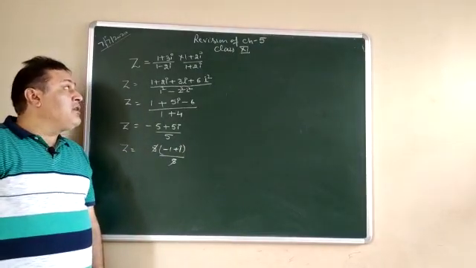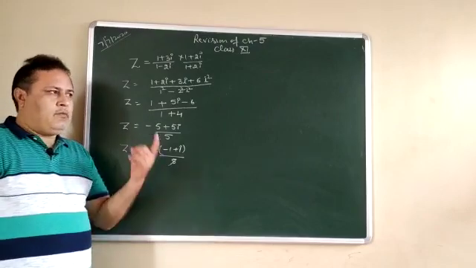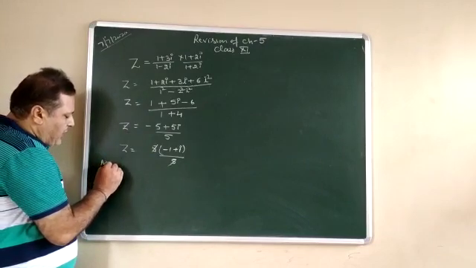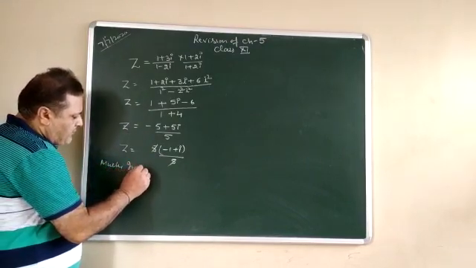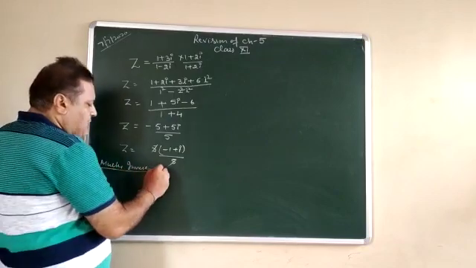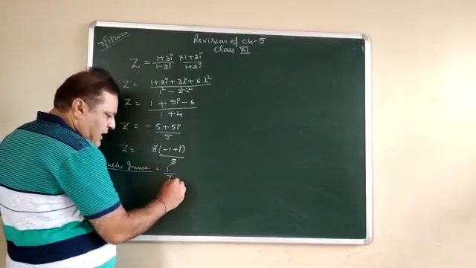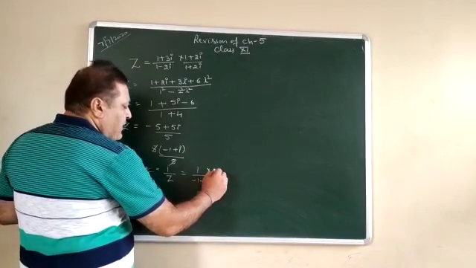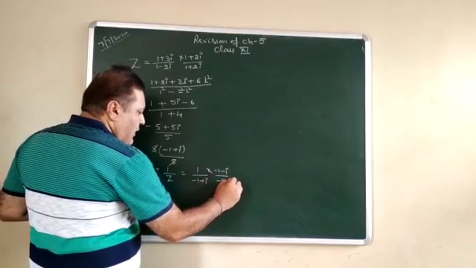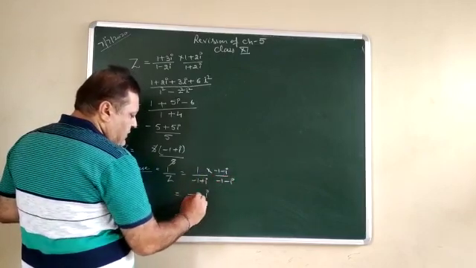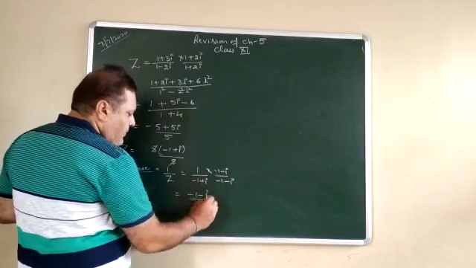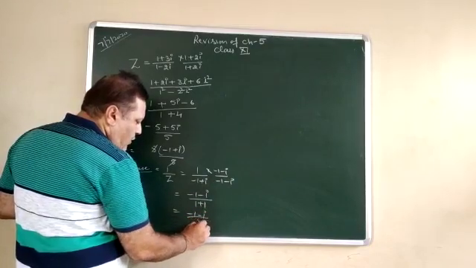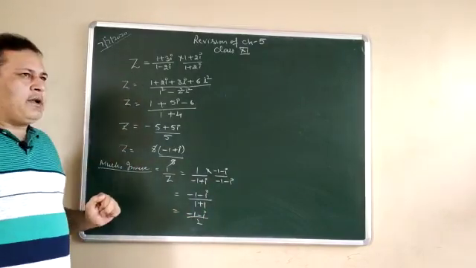Now the main question is what he asked from us. First part, find out its multiplicative inverse. Multiplicative inverse means 1 upon z, that is equal to 1 upon (-1 + i). That means rationalize and you will get the answer: (-1 - i) upon (1² + 1²), that is equal to (-1 - i) upon 2. That is if he asks about the multiplicative inverse.